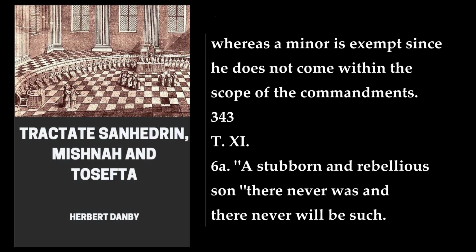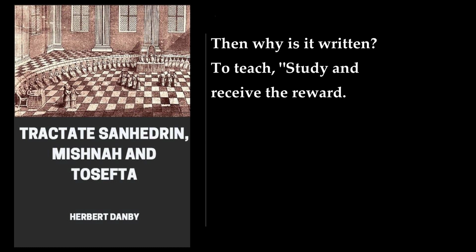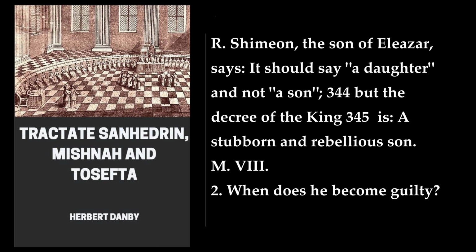343. T. 11. 6a. A stubborn and rebellious son, there never was and there never will be such. Then why is it written? To teach, study and receive the reward. R. Shimeon, the son of Eleazar, says, it should say, a daughter, and not, a son, 344, but the decree of the king 345 is, a stubborn and rebellious son.